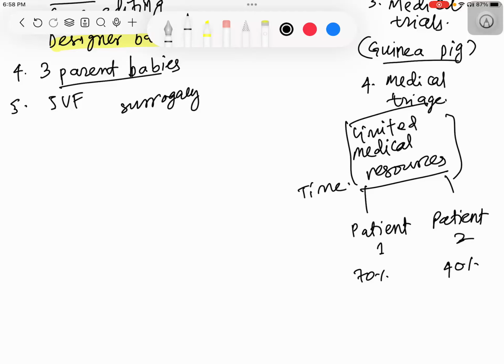Sir, if there is a dilemma between a baby and an old man, then a baby should get higher priority.